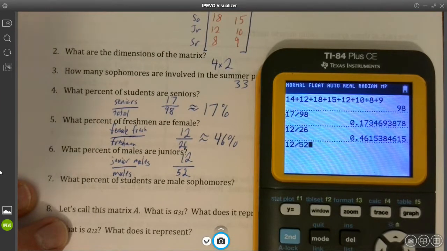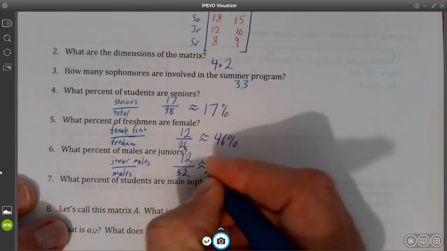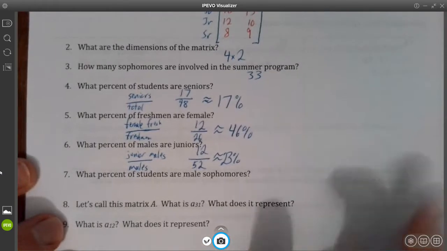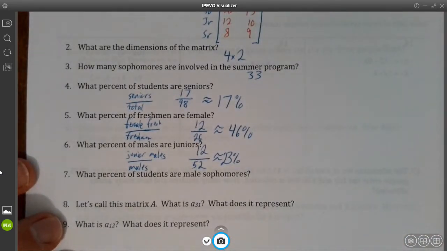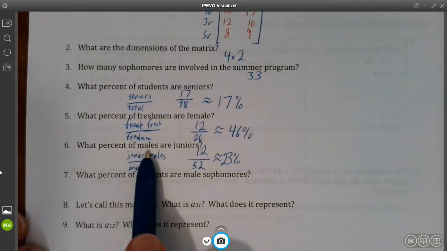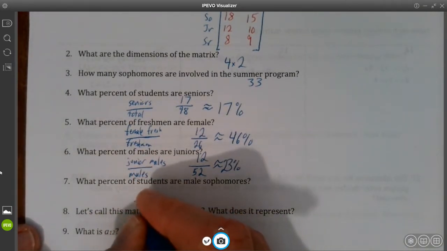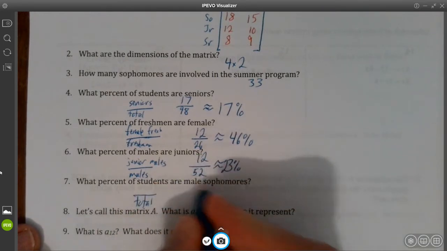12 divided by 52, and that's 23%. Whoops, 23%. There we go. I hope you're following along with what we're doing. I hope you're reading it carefully as you do this too, because it doesn't always say what percent of the total that is, in this case, but not always. What percent of freshmen, the denominator is freshmen. What percent of males, the denominator is males. What percent of students, that's the total number of students, are male sophomores.